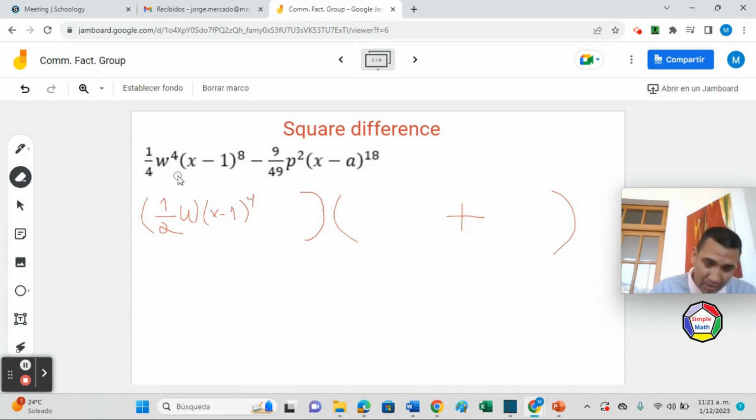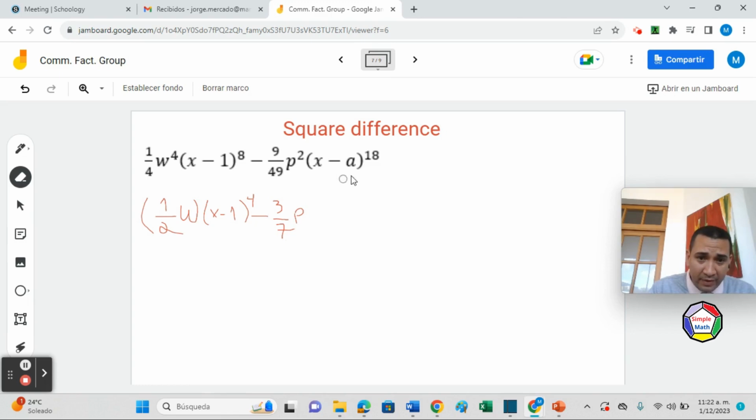Now the minus of the parenthesis. I think the space is not going to be enough. Let me see if I can fix this. You know that here we have a second parenthesis. I erase to see if we can improve the space. Okay, I continue. Minus the square root of 9, which is 3. The square root of 49 is 7, so I write a 7. The square root of p exponent 2 is p.